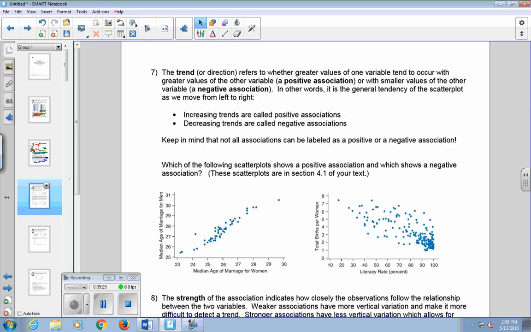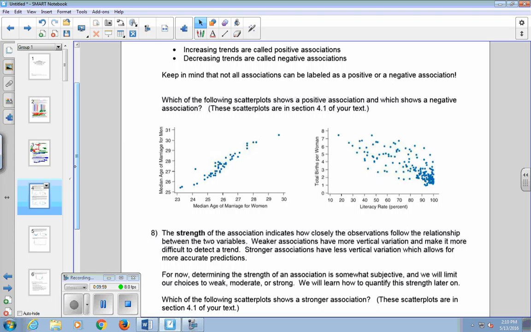Okay, number 7, the trend or direction refers to whether greater values of one variable tend to occur with greater values of the other variable. This would be a positive association, or with smaller values of the other variable, which is a negative association. In other words, it's the general tendency of the scatter plot as we move from left to right. Increasing trends are called positive associations, and decreasing trends are called negative associations. Keep in mind that not all associations can be labeled as either positive or negative association.